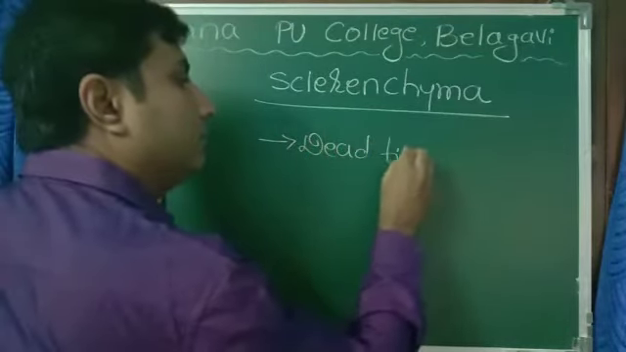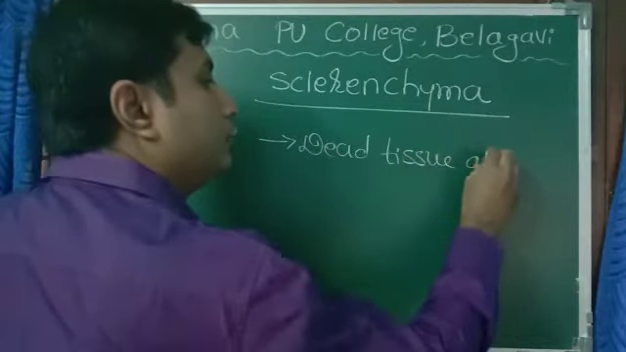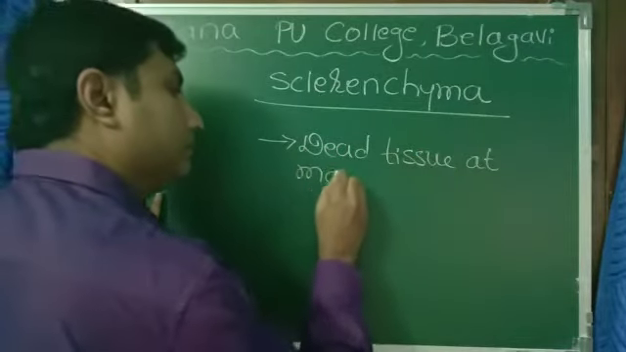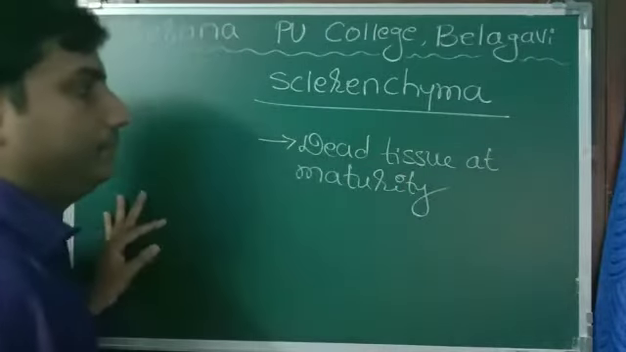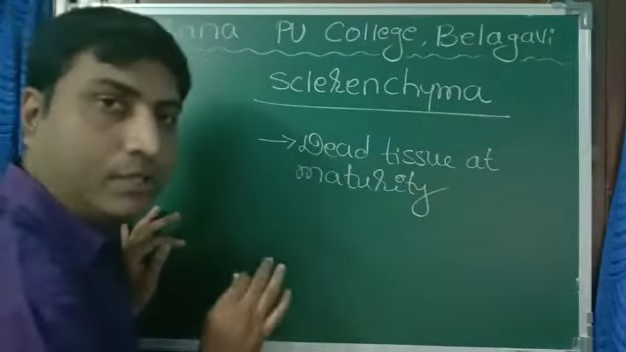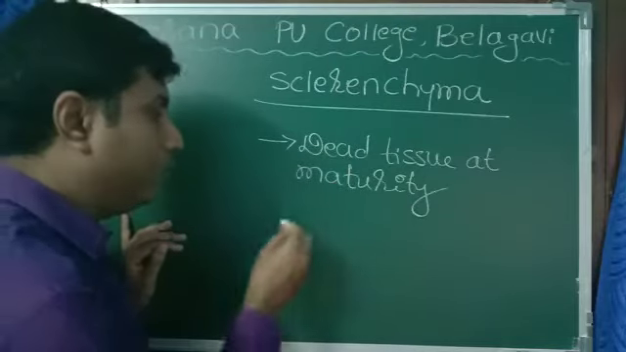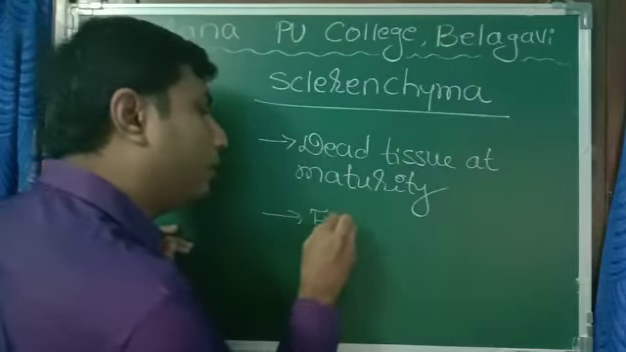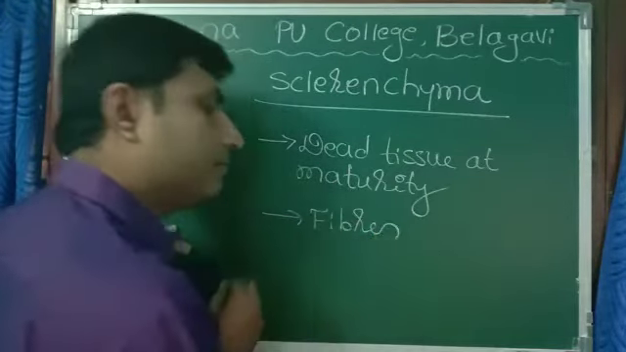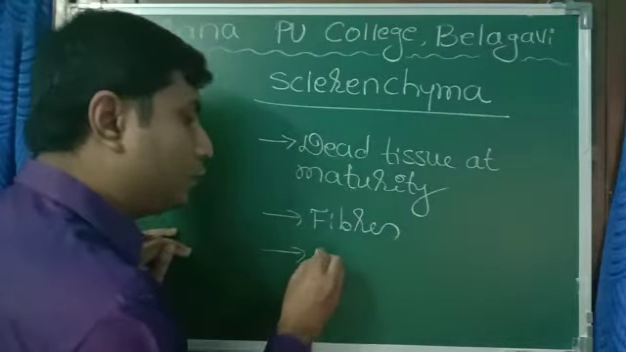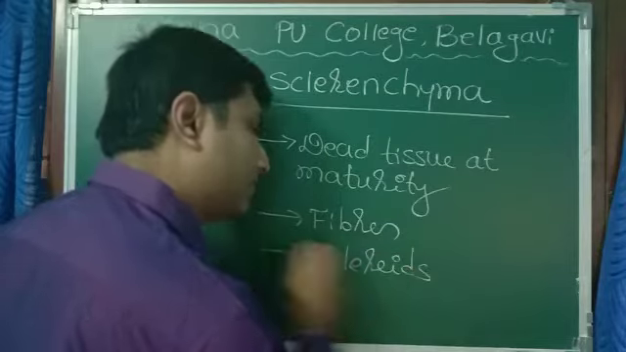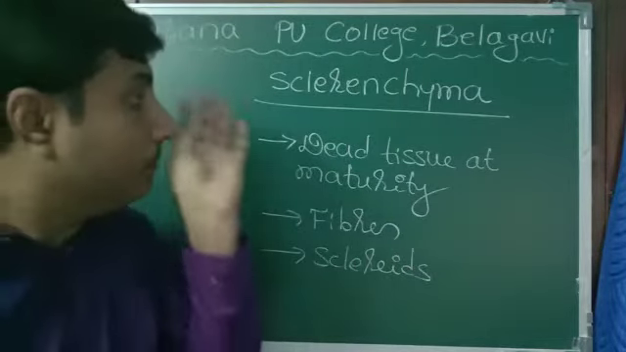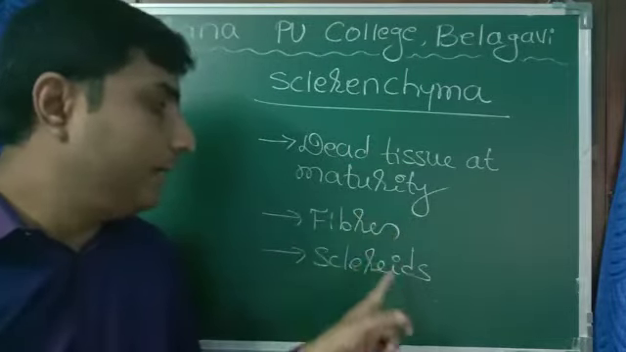Dead tissue at maturity. So when they become dead, they convert into two forms. Either they convert into fibers or they convert into stone-like sclerites. They convert into dead tissue as fibers and sclerites.